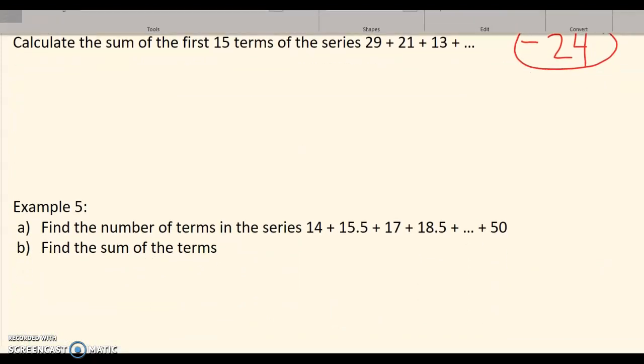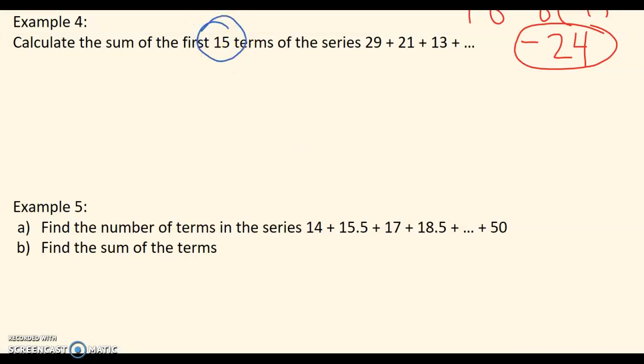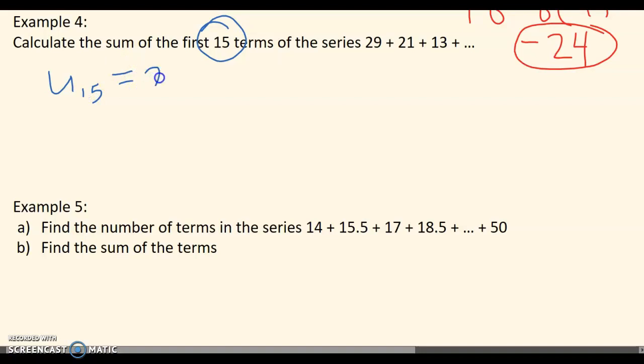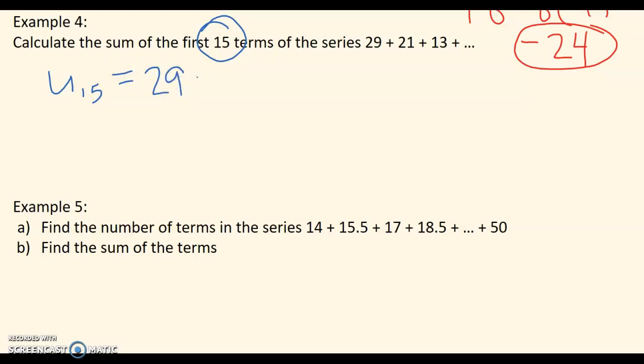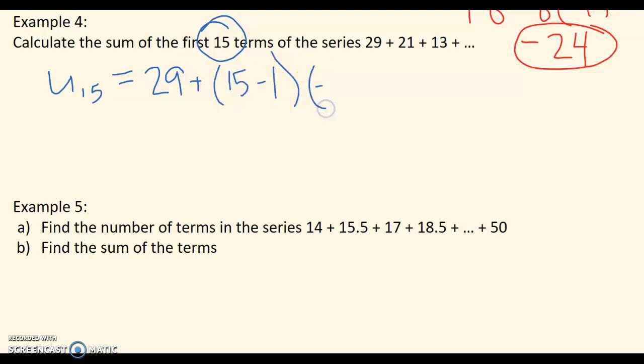All right. Calculate the sum of the first 15 terms. So they were nice, said, hey, 15 terms, but we need to know what the 15th term is. So we need to use our general formula first. So u1 plus 15 minus 1 times negative 8. So 14 times negative 8 is negative 112. And that plus 29.